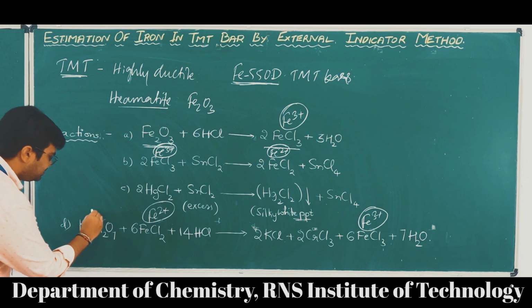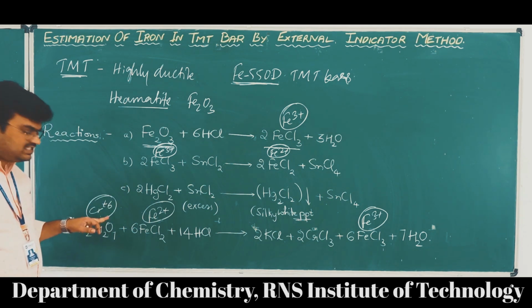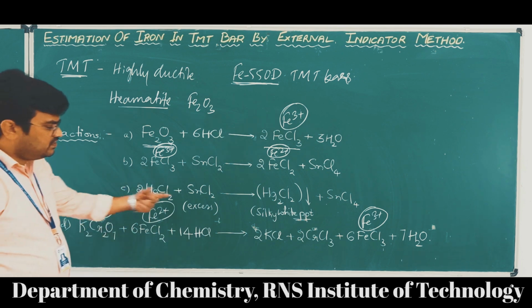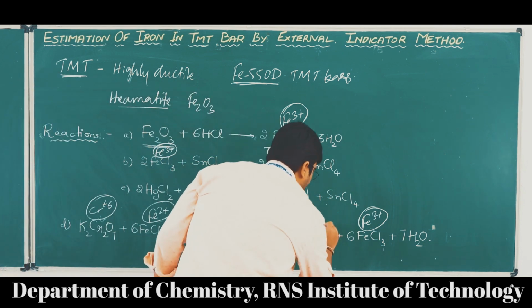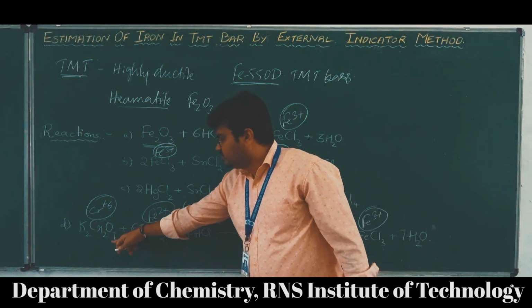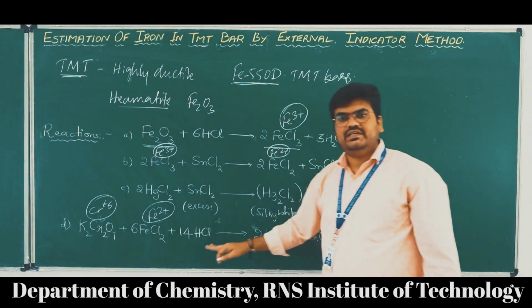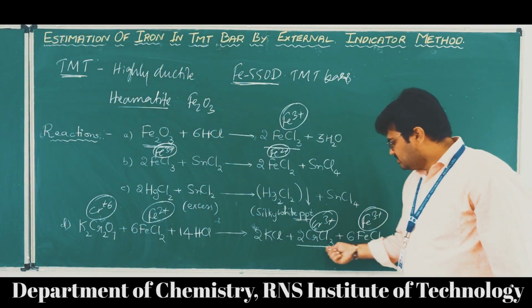And simultaneous reduction is also going to take place. In potassium dichromate, chromium will be in the plus 6 oxidation state in the beginning. After the oxidation process, it will turn to the plus 3 oxidation state. So that means the potassium dichromate, while oxidizing this, undergoes reduction by itself. Right? So this will be taking place.